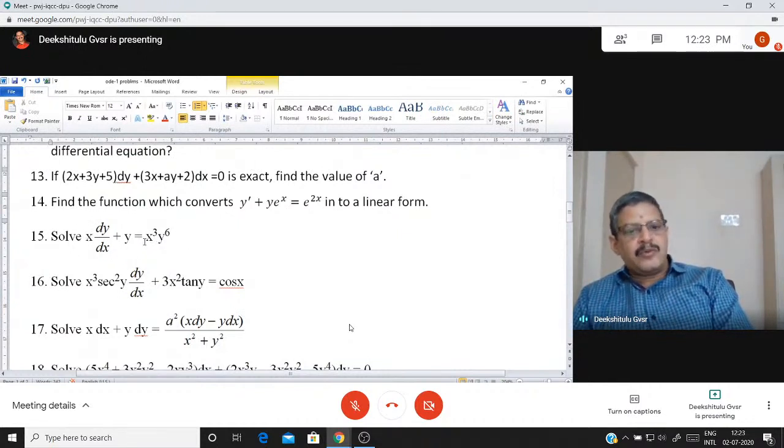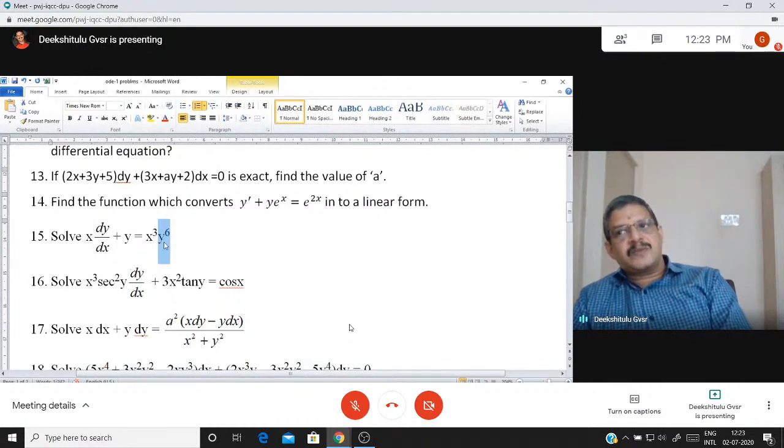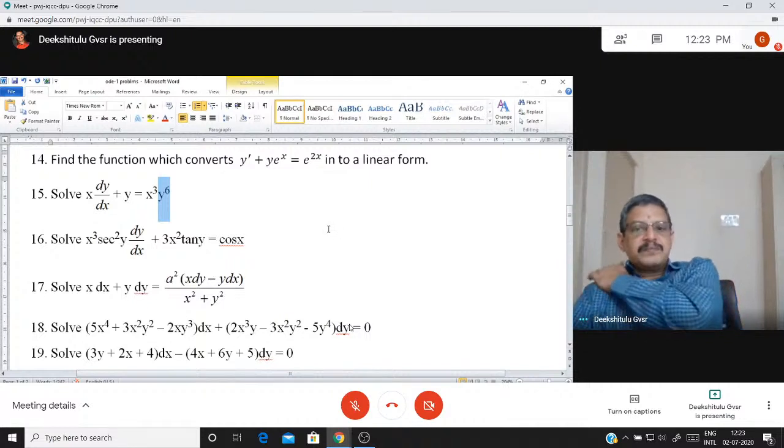Solve x dy by dx plus y is equal to x cube y power 6. So if you divide throughout by x first, dy by dx plus y by x is equal to x square y power 6. It looks like a linear equation but it is not linear. Why? Here y power 6 is there. So this equation is called Bernoulli's equation. What we do for this? You divide with y power 6. Then y power minus 6 dy by dx plus y power minus 5 by x is equal to x square. Then you know how to proceed with Bernoulli's equation, we have discussed.